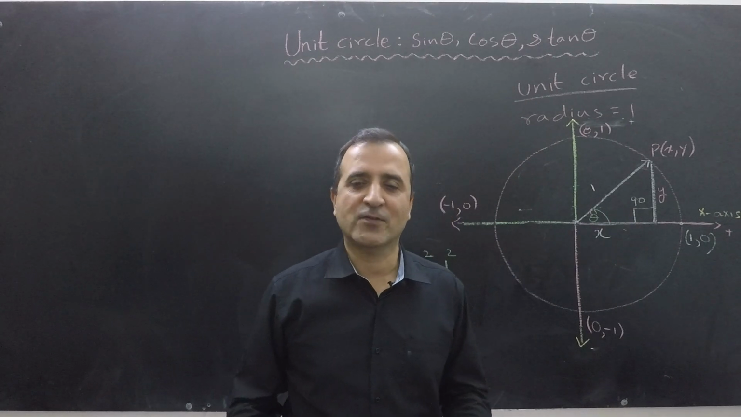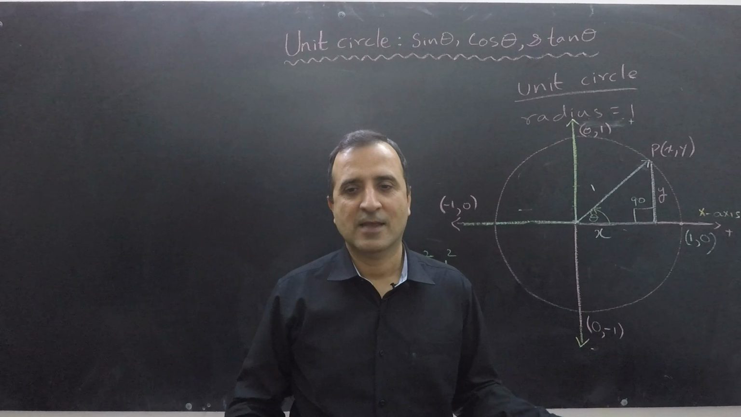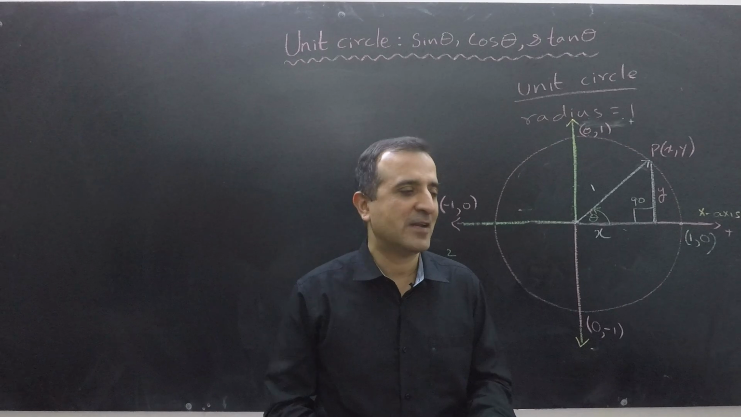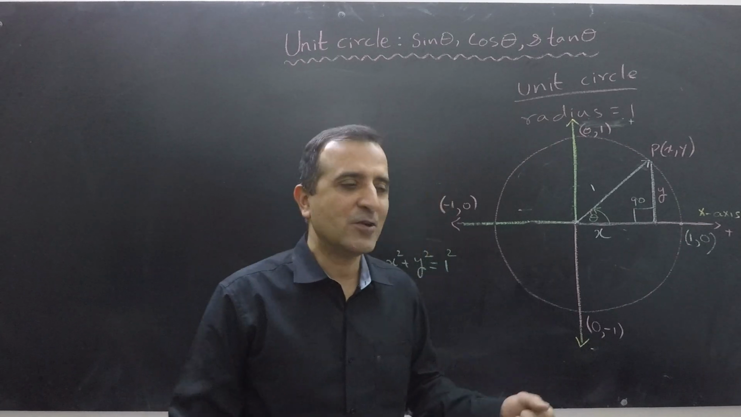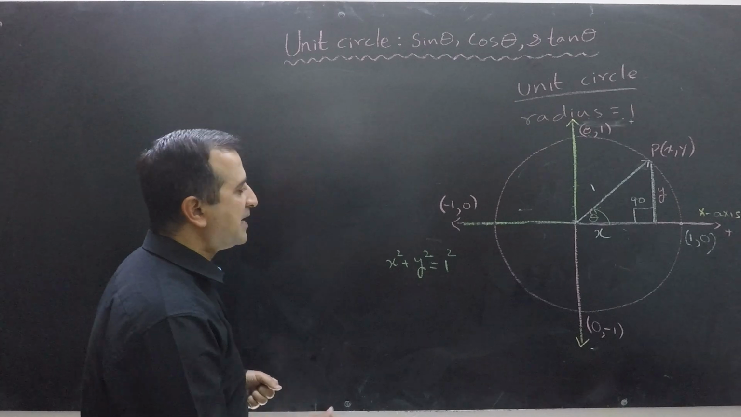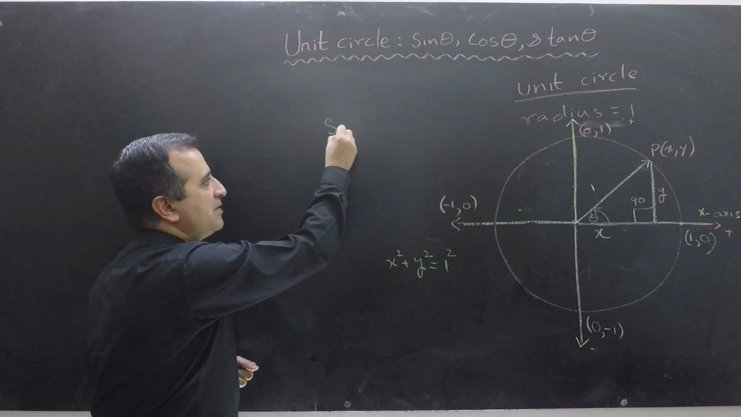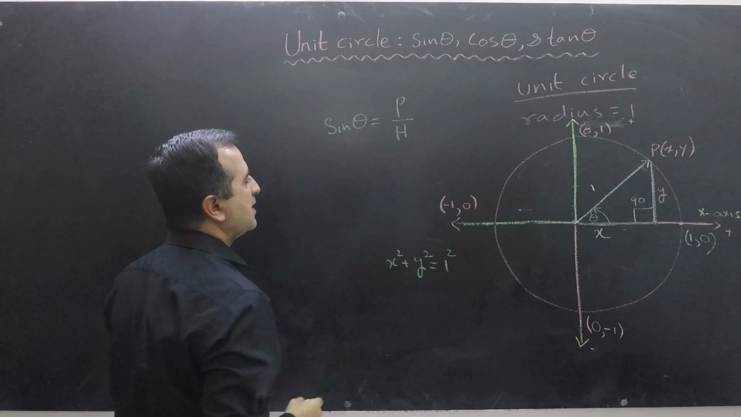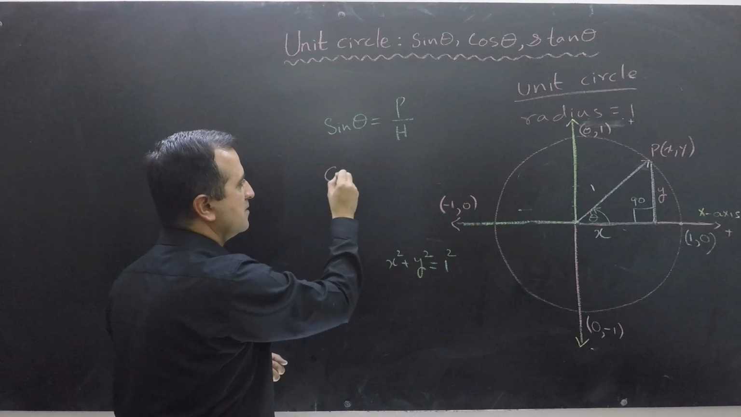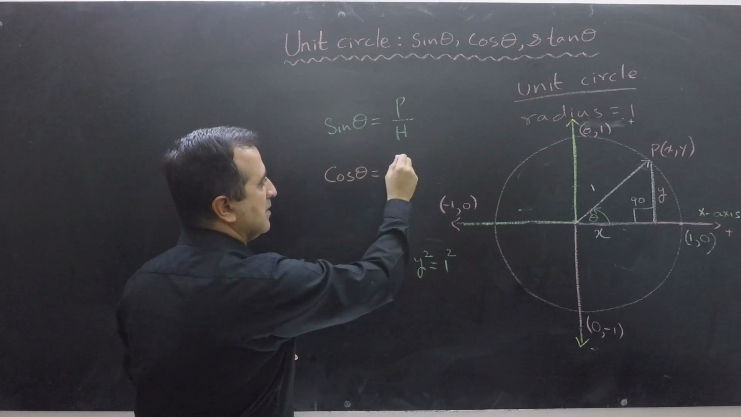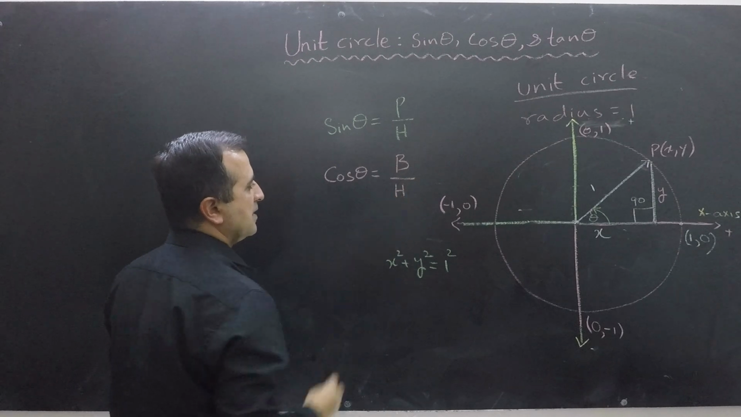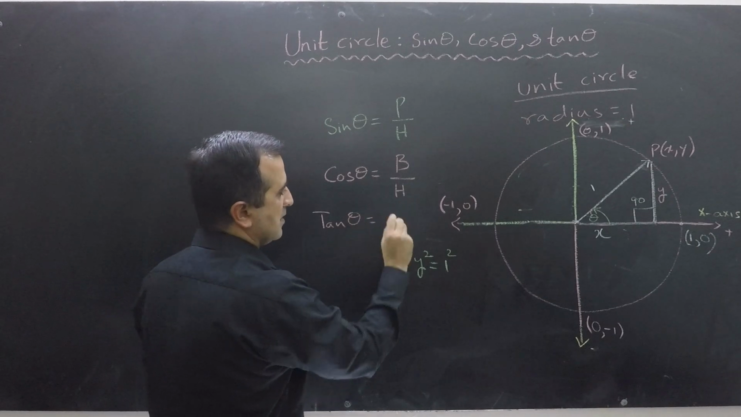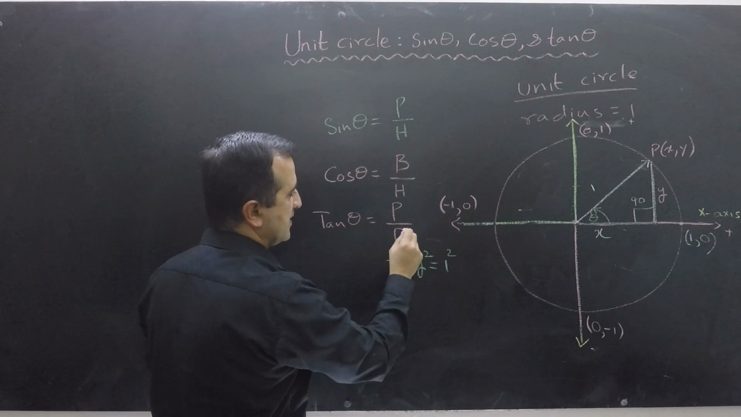We know two different kinds of mnemonics. We know SOHCAHTOA, and we also know "some people have curly brown hair through proper brushing," which is the second one, more liked by us. So we're going to use the second one. According to it, some people have means sine theta is equal to perpendicular upon hypotenuse, curly brown hair means cos theta is equal to base over hypotenuse, and through proper brushing means tan theta is equal to perpendicular upon base.